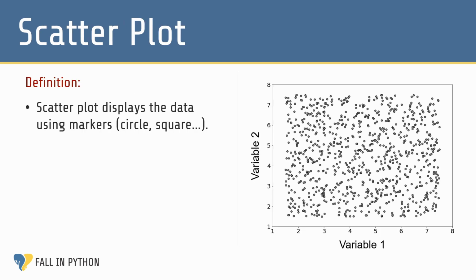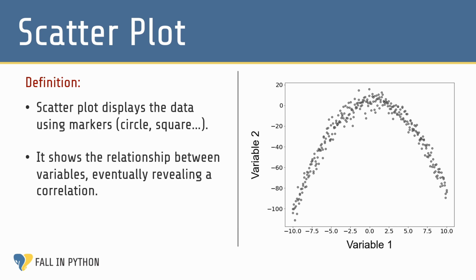A basic definition of a scatterplot is that it is a plotting method that displays our data using markers, and that can be circle, square, triangles, or any geometric symbol. And why is this plotting method so useful? For the simple reason that it is very good in showing the relationship between variables in our dataset. If you look at this example on the right side, we have two variables that are strongly correlated, and in this case, we can fit a polynomial function on it.